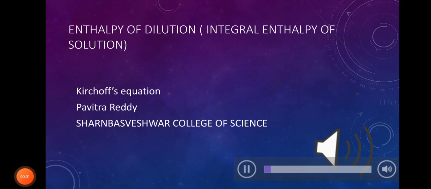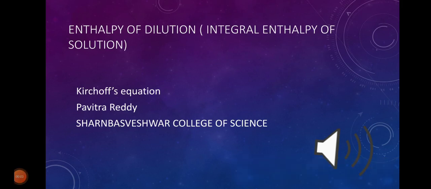Last class we discussed delta H calculations for a given reaction and applications of bond energy, and then lattice enthalpy and calculation of lattice enthalpy in case of NaCl with the help of Born-Haber's cycle.